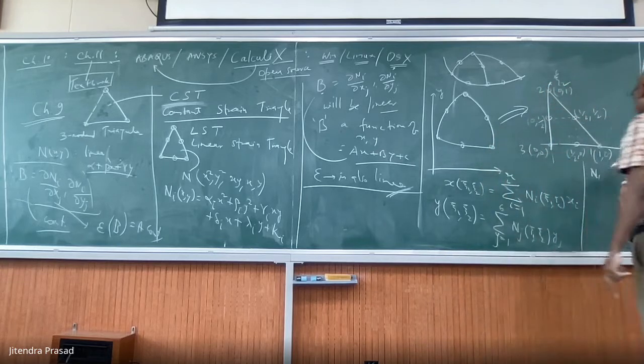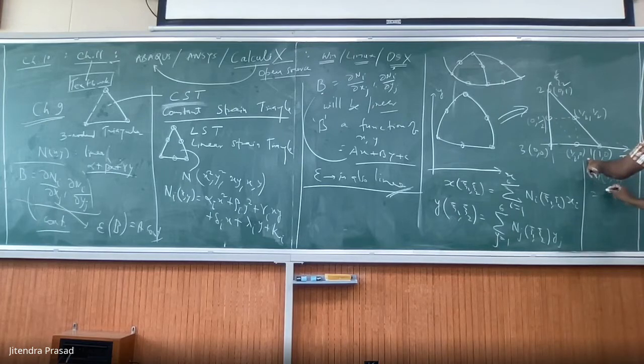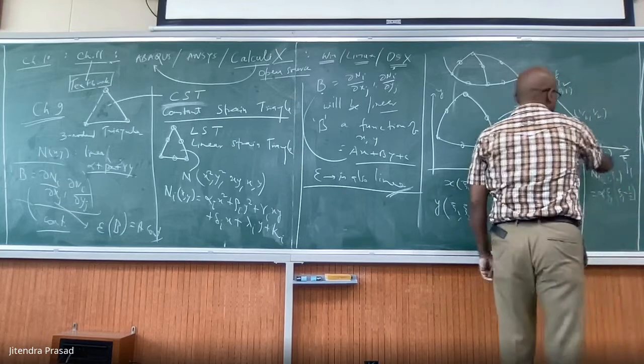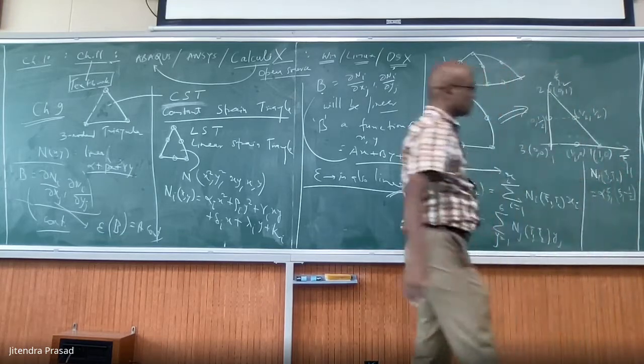n1 of xi1, xi2 is equal to some value alpha, let us say, multiplied by this, is equal to xi1 equal to 0. So you have xi1 multiplied by this, xi1 equal to minus half xi1 minus 1. So you get n1 equal to this, like that, and so on.